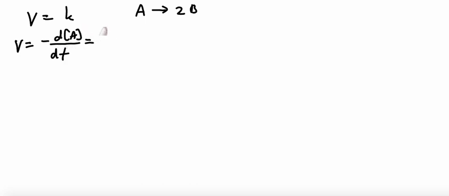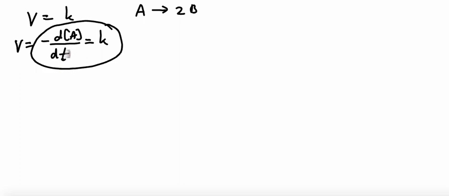We could rewrite this. Remember, if we have a reaction that, say, is A goes to 2B, we could say v is equal to negative the slope of the concentration of A with respect to time, and we just said that was equal to k. Well, this is a differential equation. It's actually a pretty easy one to solve.